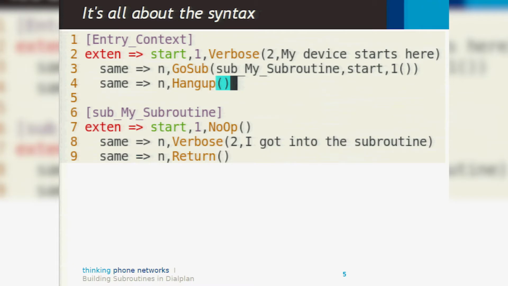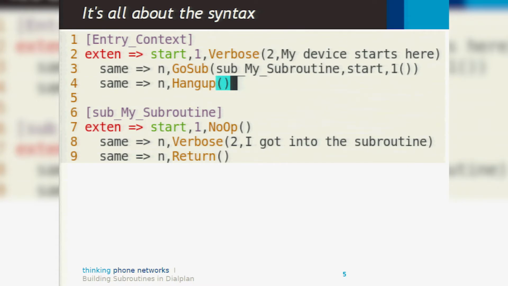So on line 3 here, we've got a Gosub that we're calling, and the basic syntax is the context, the extension, and the priority number. So sub my routine is the context, start is the starting extension, which could be anything you want, and 1 being the priority, so the first priority. It could also be a priority label, so it could be a string there as well. You'll see the 2 brackets that are closed together. It has nothing in it. We'll come back to that, but that's essentially how you pass arguments.